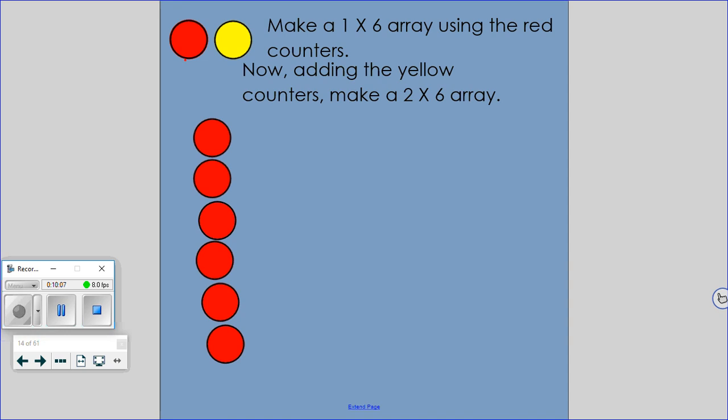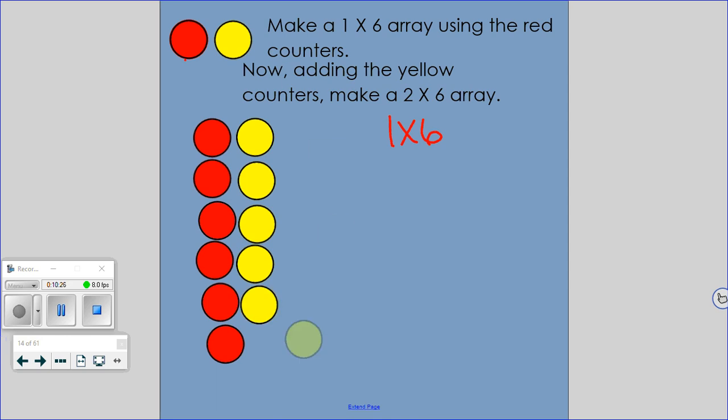William? One more column. Of how many? 6. Awesome. So we had a 1 by 6. And now using yellow, I'm going to add on one more column of 6. So yours should look like mine.